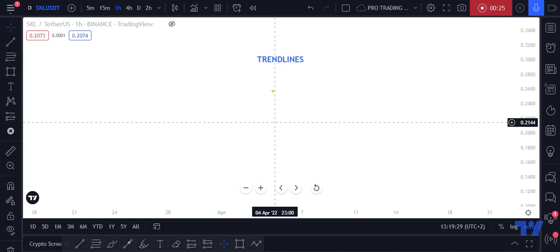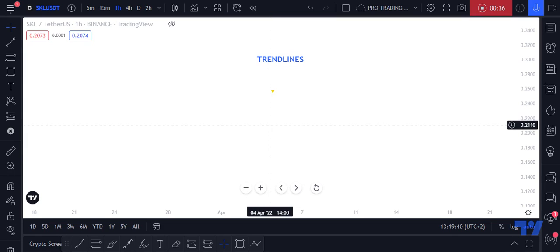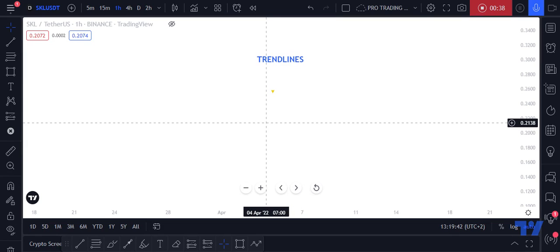Okay, so before we talk about trend lines, the first thing that you must understand is market structure. We must understand how the market moves. For us to understand trend lines, we first have to understand market structure. How does the market move? How do you see an uptrend? How do you see a downtrend?